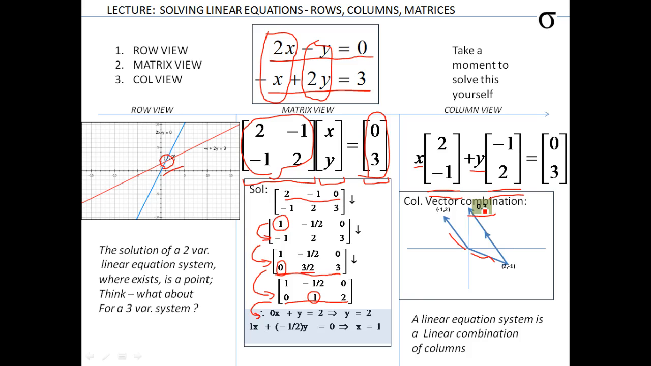So that's it for today. To summarize, a system of linear equations, you can look at from at least 3 different perspectives: the row view, the matrix view, and the column view. Row view is essentially for simple linear equation systems. Matrix view is for complex systems, and column view is really what helps you get an appreciation of how this works out at the spatial level.